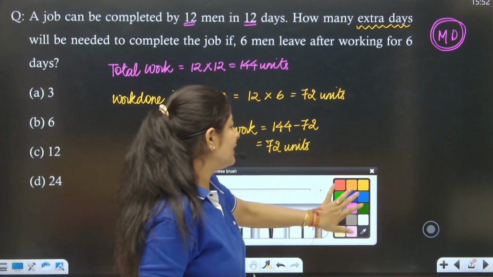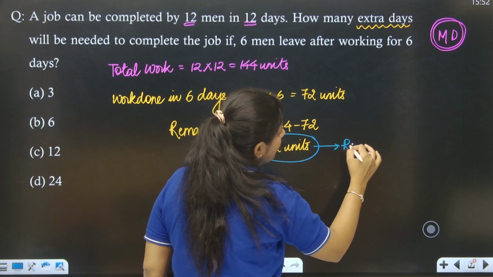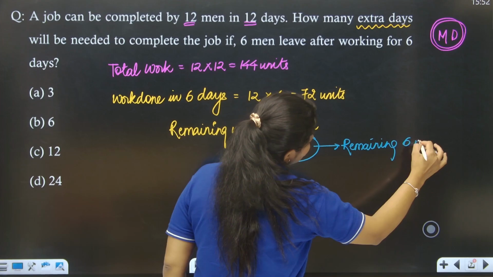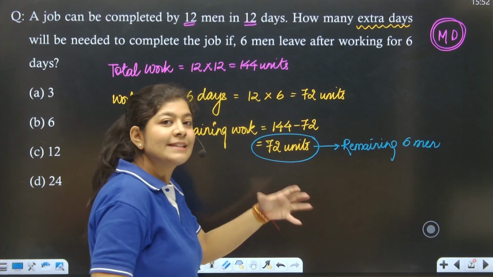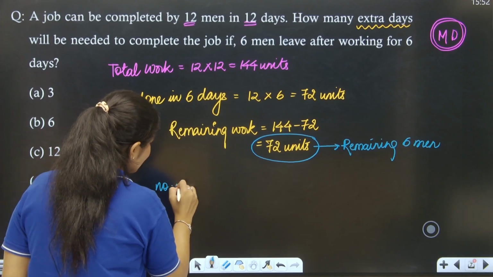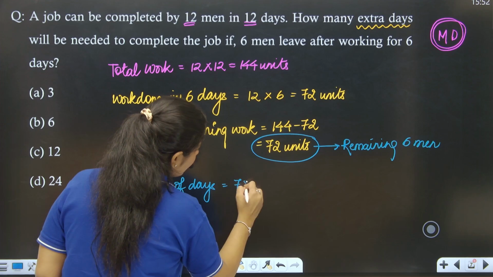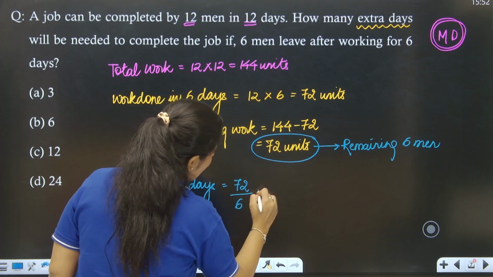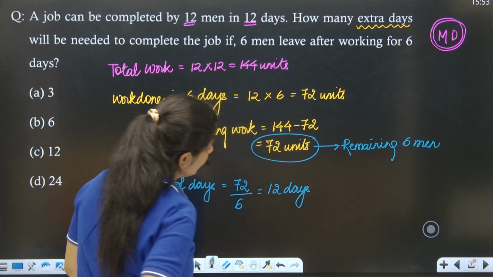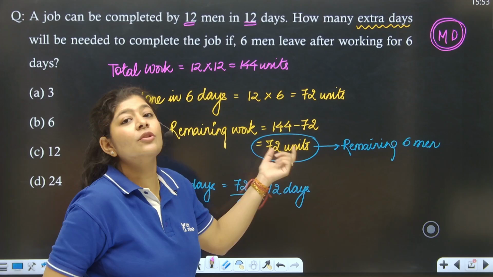Now, these 72 units are to be completed by the remaining 6 men. In how many days can these 6 men complete this 72 units of work? The number of days is nothing but 72 by 6, and here we are having 12 days. So 12 more days are required to complete the 72 units of work.